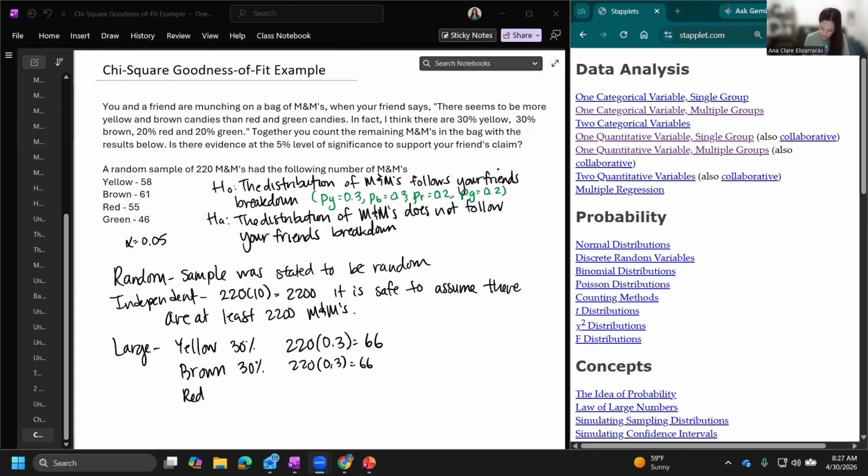Red was 20%, as was green. That's what we would expect. And so we take 220 times 0.2, and we get 44. And when we add all of those up, you would get 220 again.